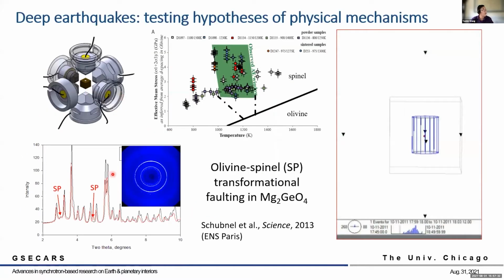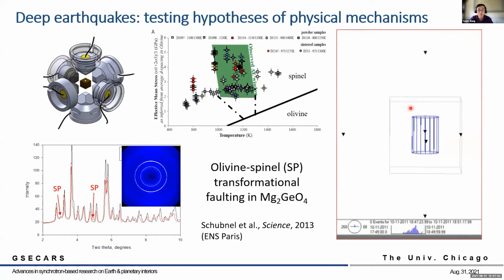By employing acoustic emission transducers on the back of the D-DIA anvils, we're able to study brittle deformation and detect nano earthquakes in the laboratory. Here's an example of Mg2GeO4 olivine, which is an analog to silicate olivine.